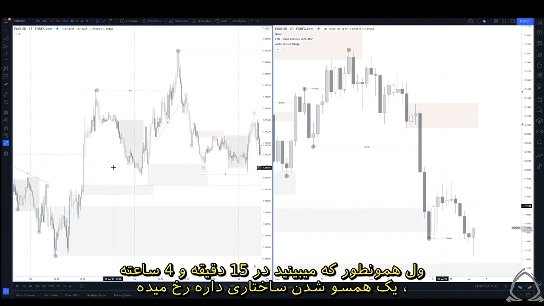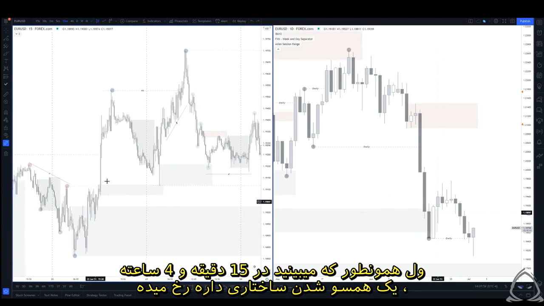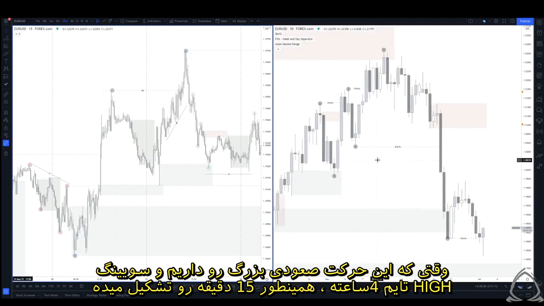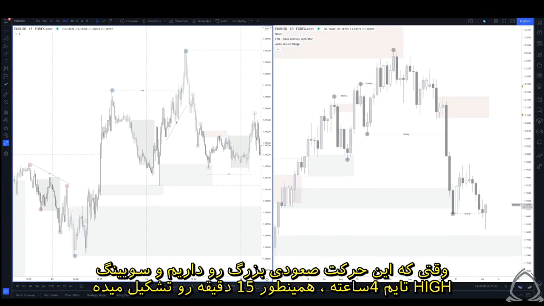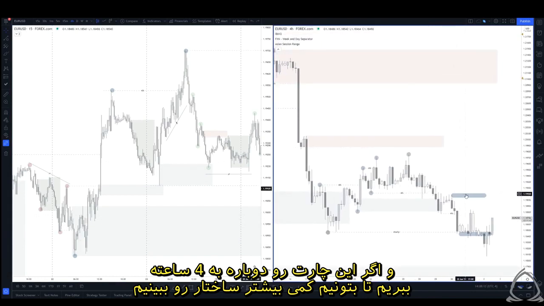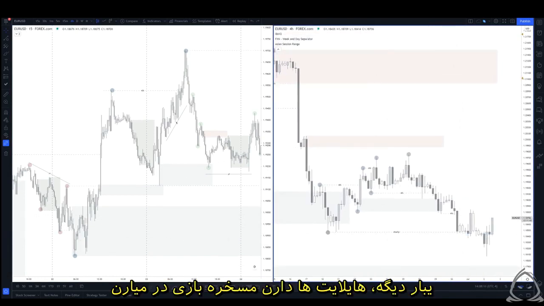But as we can see here with the 15-minute and the 4 hour, we start to get an alignment of market structure where we get this large expansion to the upside, and it creates the 4 hour swing high as well as the 15-minute swing high. And we'll just switch this chart back to the 4 hour again, just so we can see a little bit more structure. Once again, the highlighter's being funny with me.